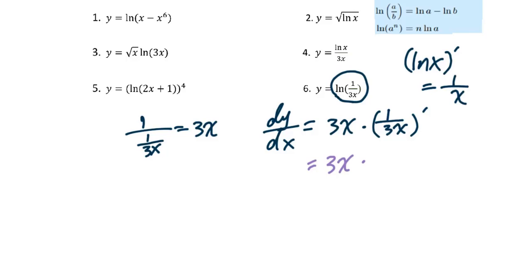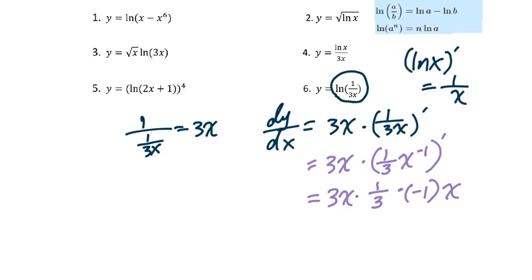For 1 over 3x, we know the coefficient is 1 over 3, times x to the negative first power. Then we do derivative. So you get 3x times 1 over 3, that's the coefficient, then times negative 1 times x to the negative second power. So we simplify. 3 is reduced. Here's the first power. In the multiplication of powers, we add exponents. So 1 plus negative 2, that's negative 1. You will get negative x to the negative first power. So that is negative 1 over x.